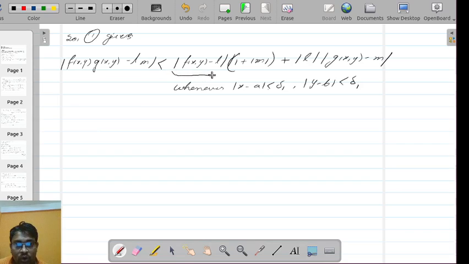We can make mod of f of xy minus L less than epsilon by 1 plus mod m. In that case, the first term we can make less than epsilon by twice 1 plus mod m, so this first term will be less than epsilon by 2. And the second term, mod of g of xy minus m, we can make less than epsilon by twice mod L.